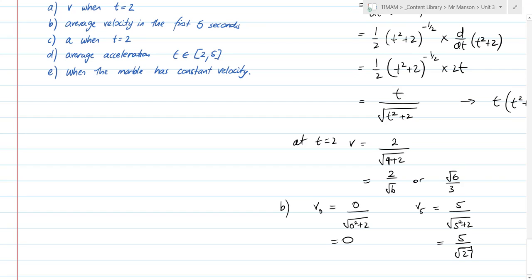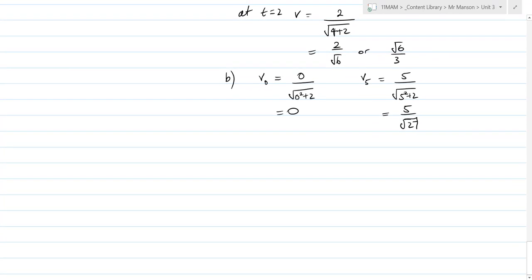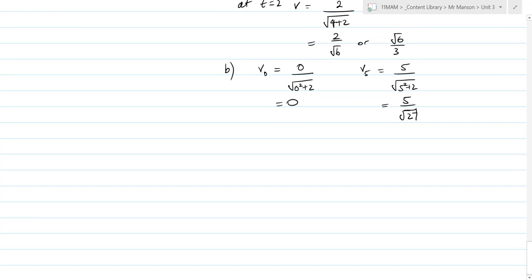Okay, 5 over root 27. Root 27 can be written as 3 root 3. So that can be written as 5 root 3 over 9. So that's it in rationalised form.